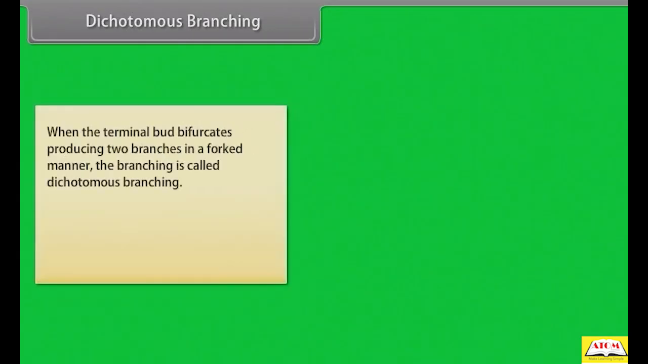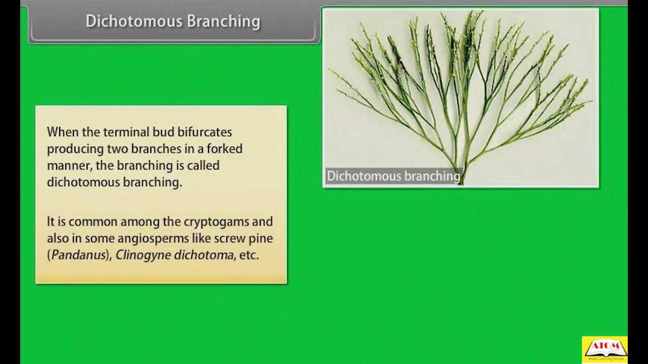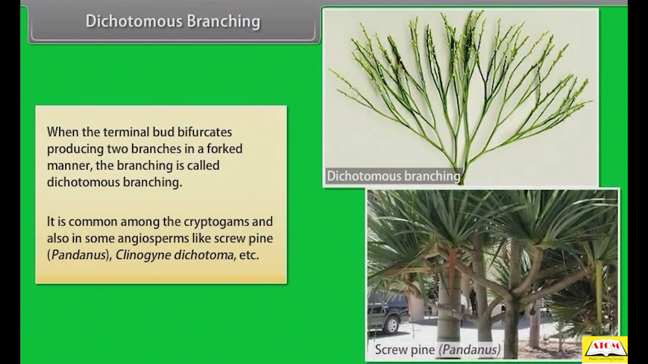Dichotomous branching. When the terminal bud bifurcates, producing two branches in a forked manner, the branching is called dichotomous branching. It is common among the cryptogams and also in some angiosperms like screwpine, Pandanus, Cleinogyne dichotoma, etc.